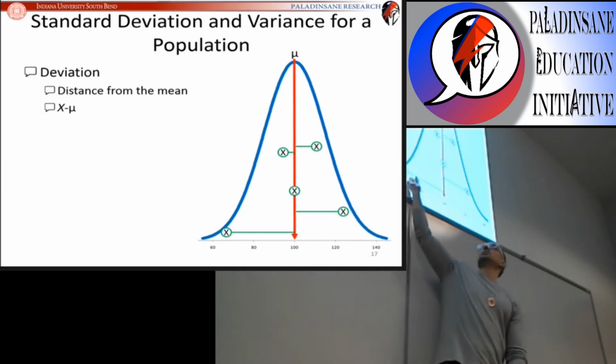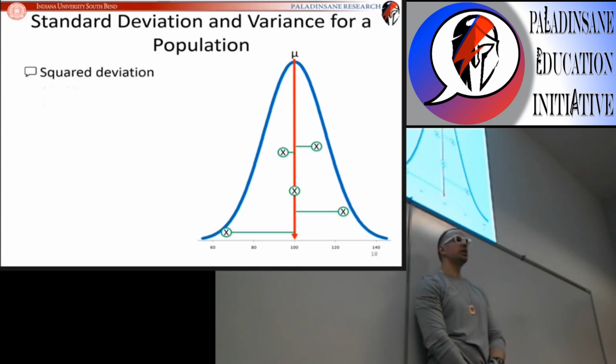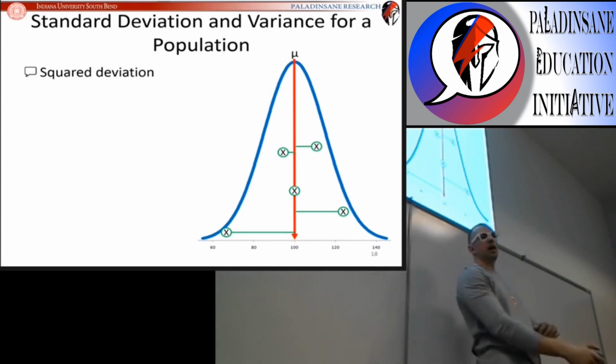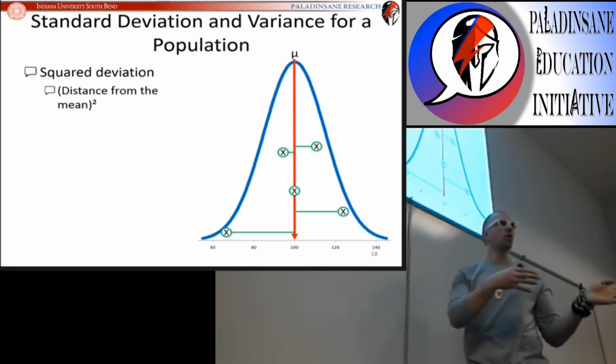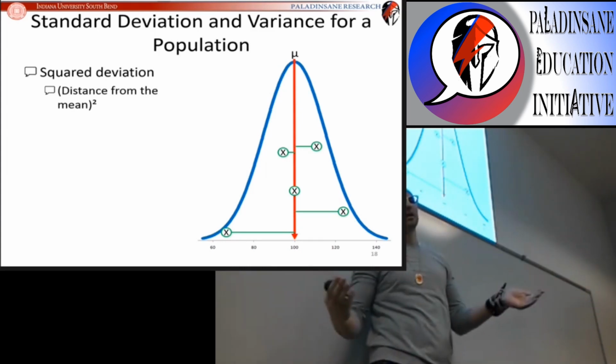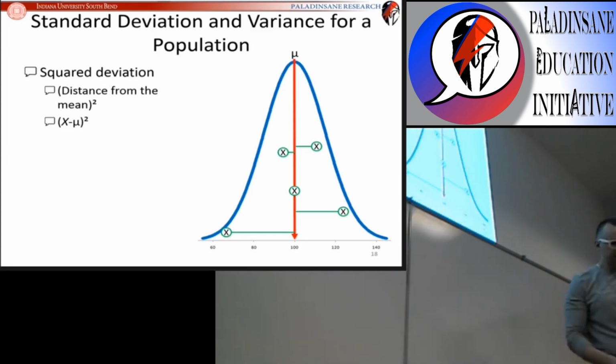What we need to do is we need to get rid of those negative deviations. And what statisticians did is they said, all right, we're going to square it. We're going to square every single deviation, and that's going to get rid of all of the negative deviations. So they squared all the deviations. They took the distance from the mean squared. So your score minus the mean, and then all of that in parentheses squared, and that's your squared deviation. So that was step 2, get rid of all the negatives.